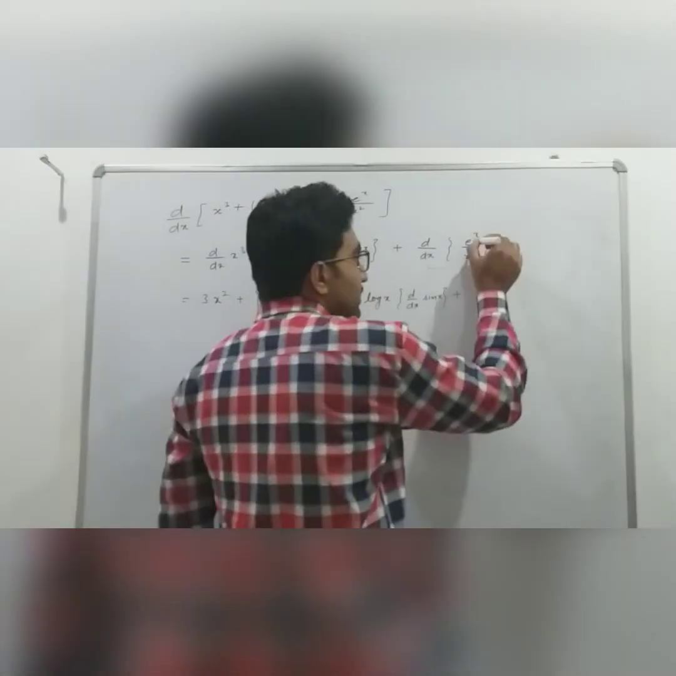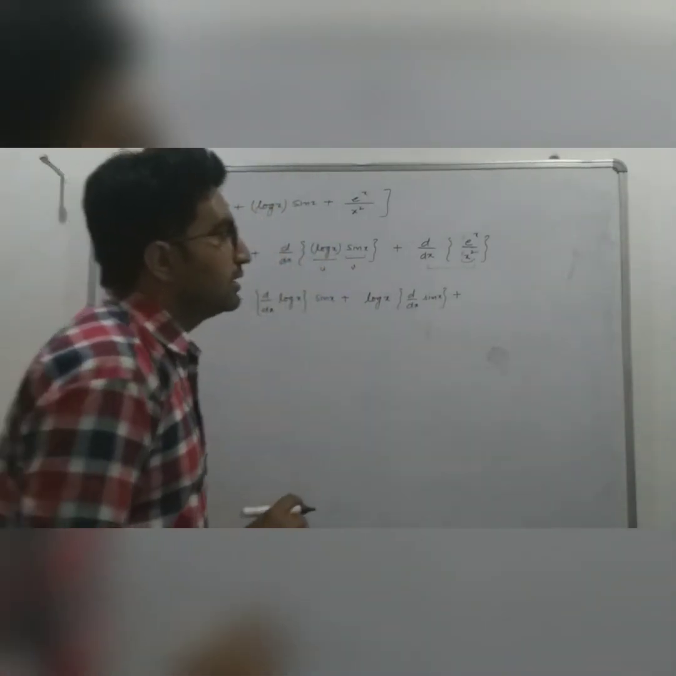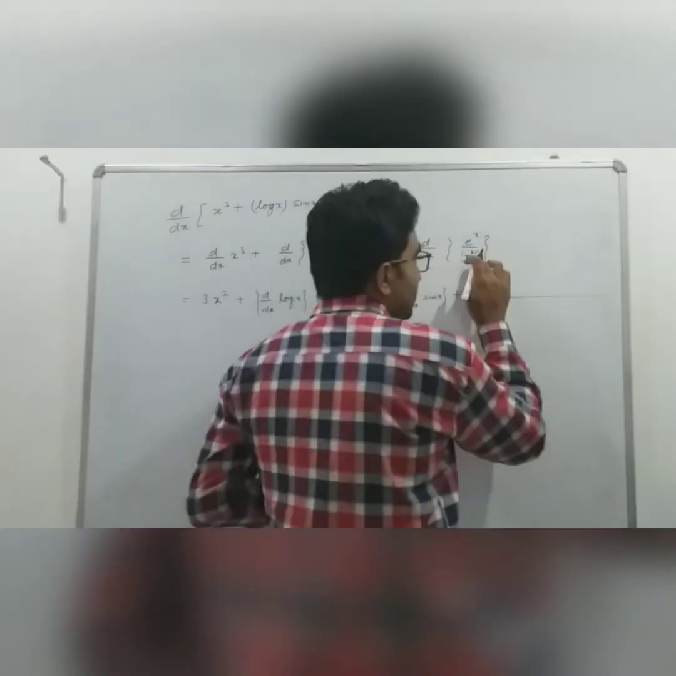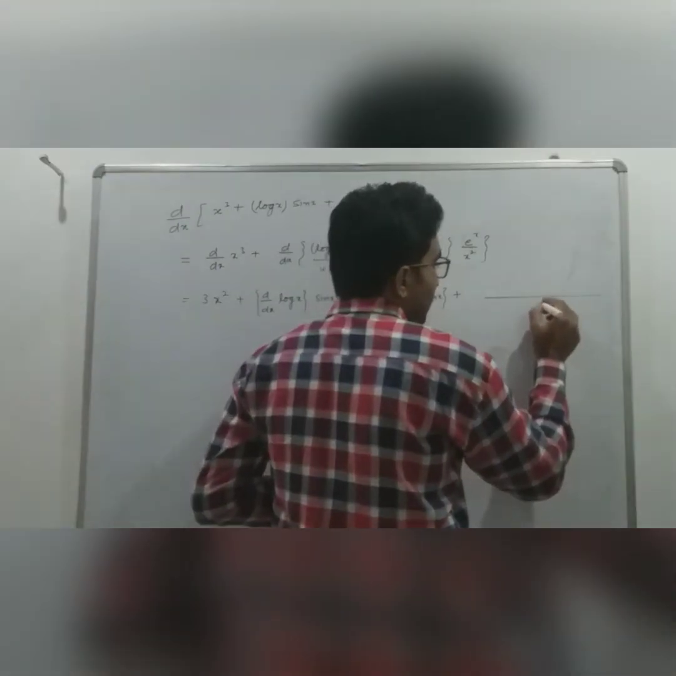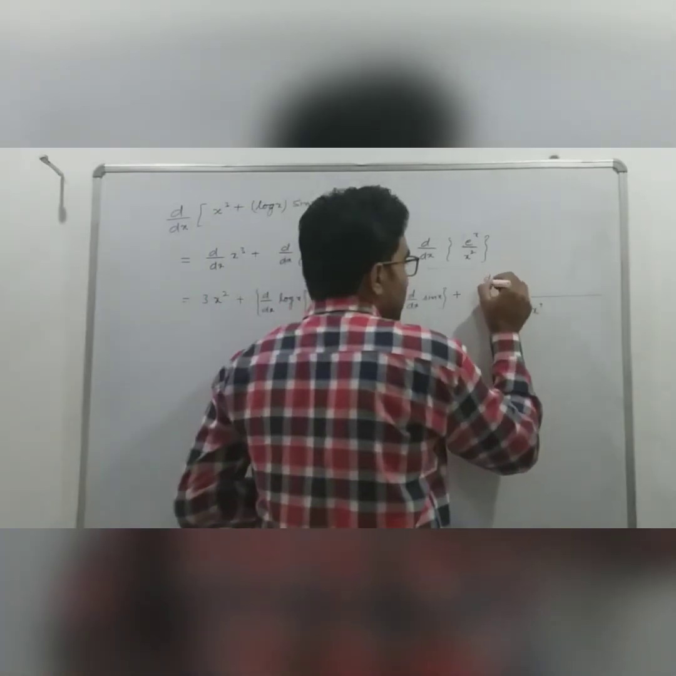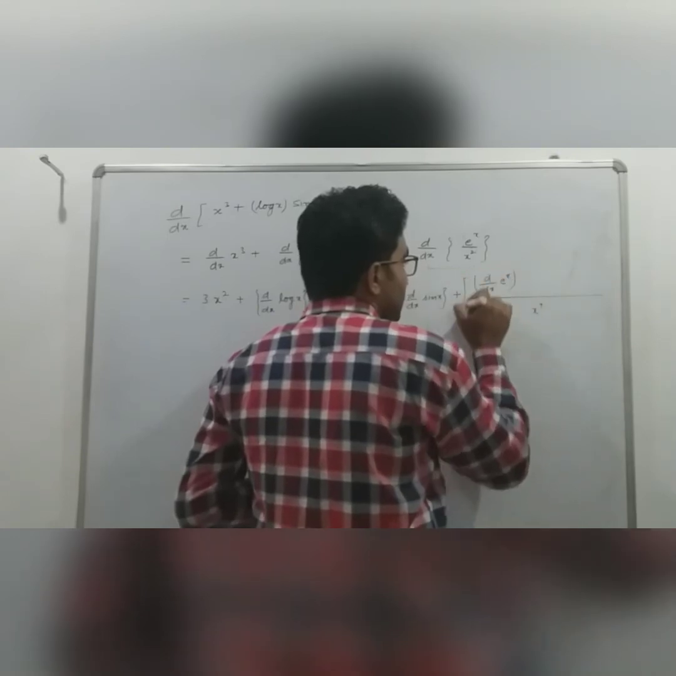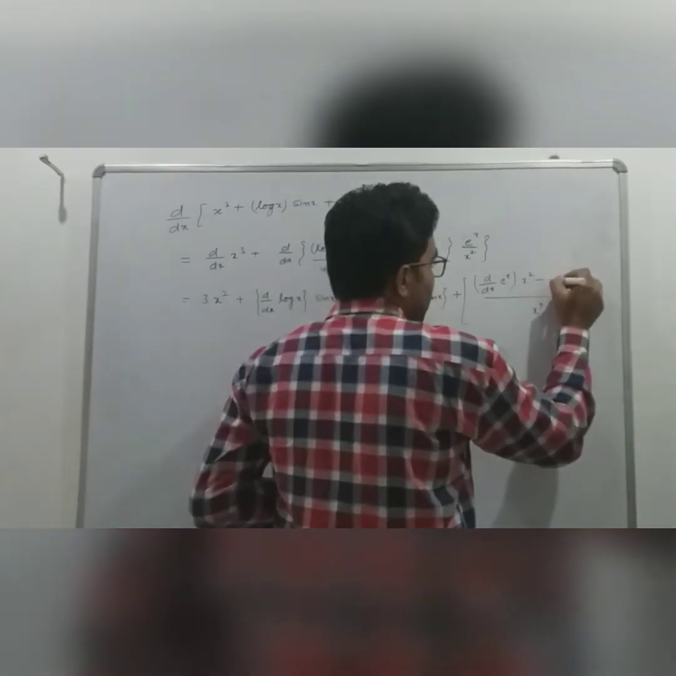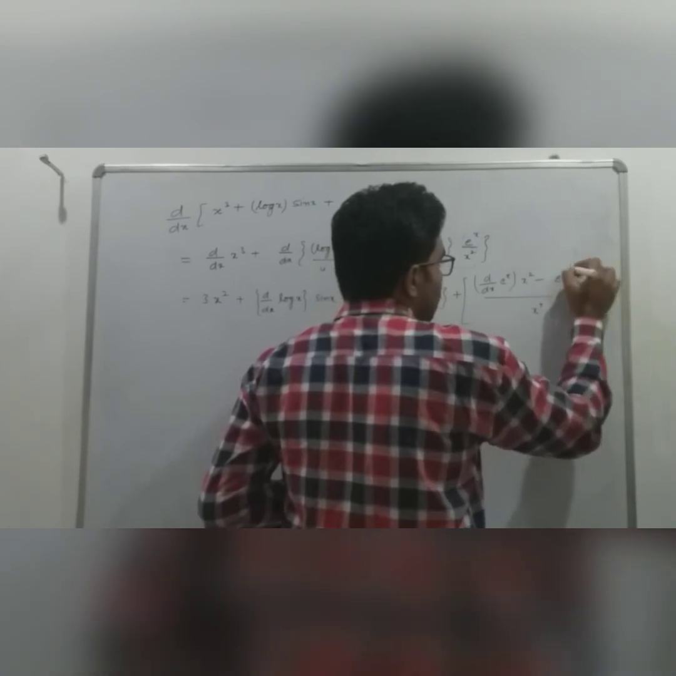Now we will differentiate this term. Here is the differentiation of two functions divided by each other, so we apply the quotient formula. The denominator is squared. Here the denominator is x², so the square of x² will be x raised to the power 4. In the numerator, d by dx of exponential x into x² as it is, minus exponential x as it is into d by dx of x².